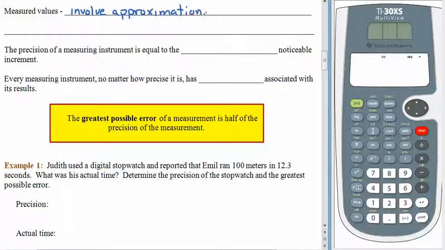We have a lot of digital measuring devices in our world now, but they are still things that are approximating. They can only tell you down to a few decimal places how big something is. They can't give you infinitely many decimal places like an exact value can. So measured values involve approximation. They all have a limited number of reliable digits.